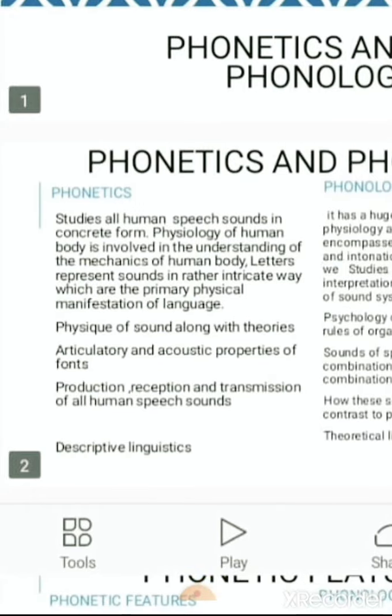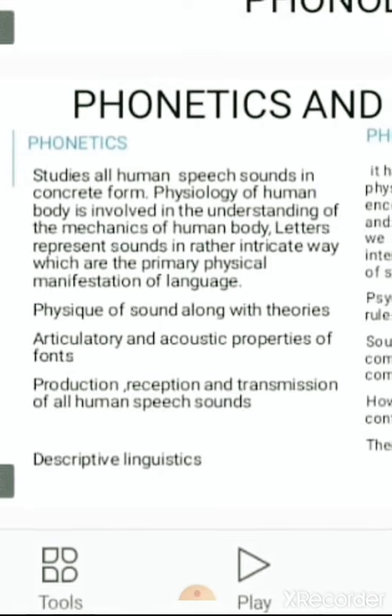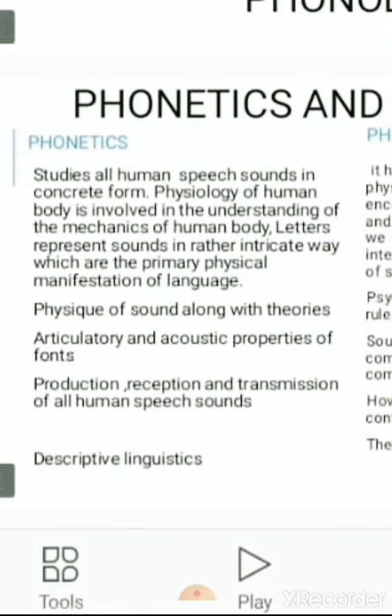Here it studies all the speech sounds. All the speech sounds means that sounds are not mere noises. Sounds are not just noises. These sounds are speech sounds. Physiology of human body is involved in the understanding of the mechanics of human body.